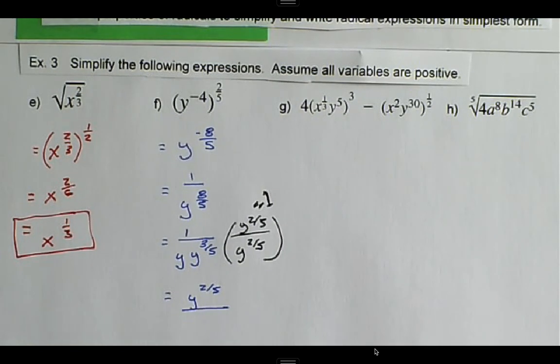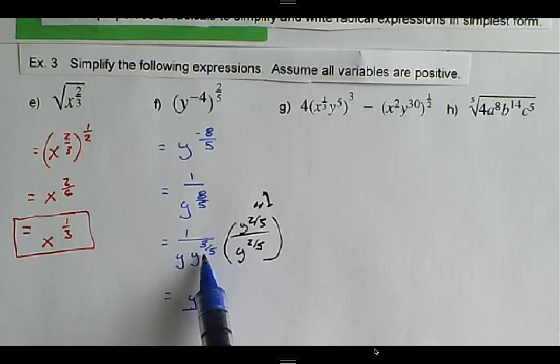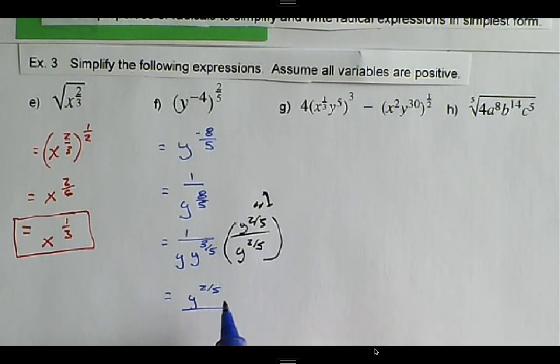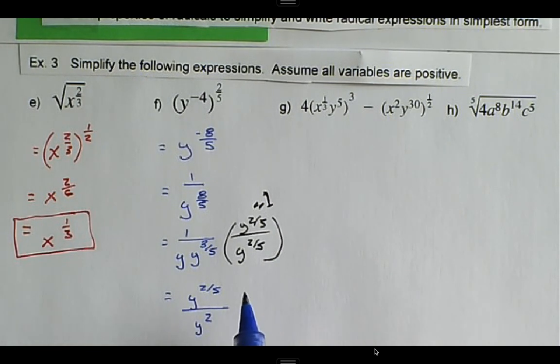And in the denominator, y to the 3/5 times y to the 2/5, we can add those exponents together, and what we get is y squared. When we add 3/5 plus 2/5, we get y to the first, and that becomes y squared because we add the exponents together.